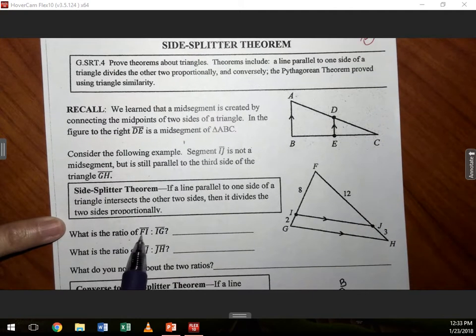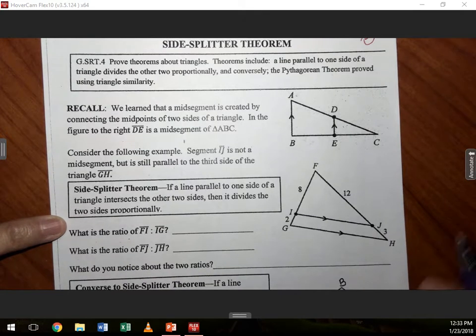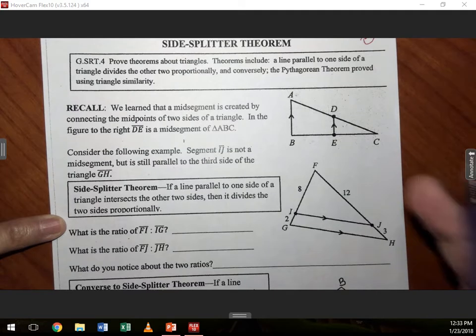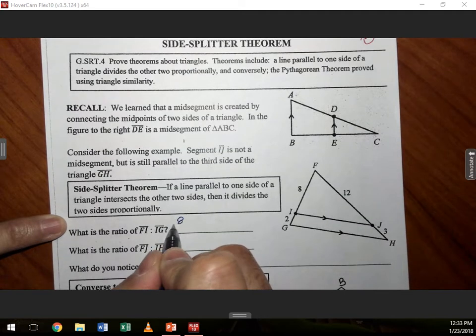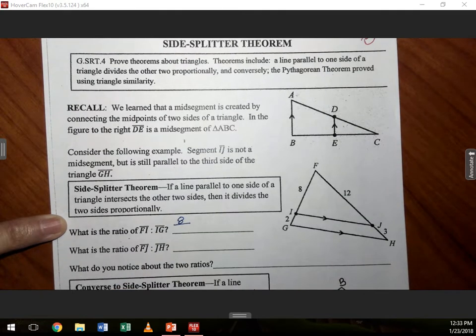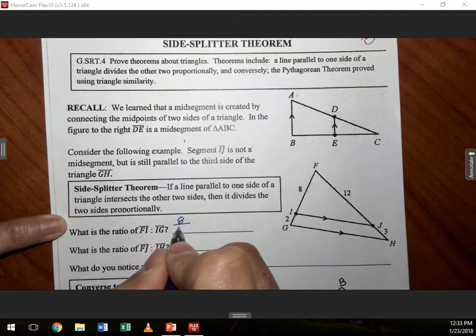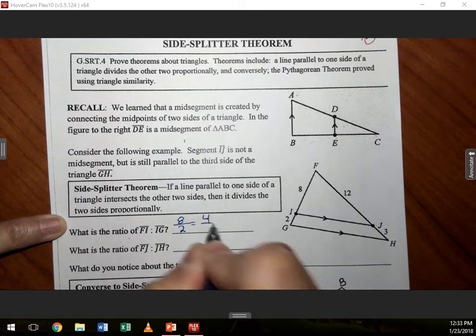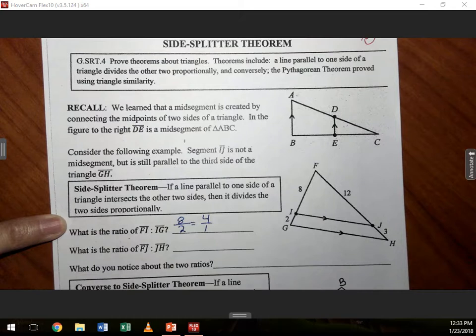So what is the ratio of FI to IG? So what value do I have for FI? FI is 8. Very good. So I'm going to have 8 over, what is IG? 2. So for those people following along, my 8 over 2 is going to reduce to what? 4 over 1, right? 4 over 1. So that's important. 4 over 1.